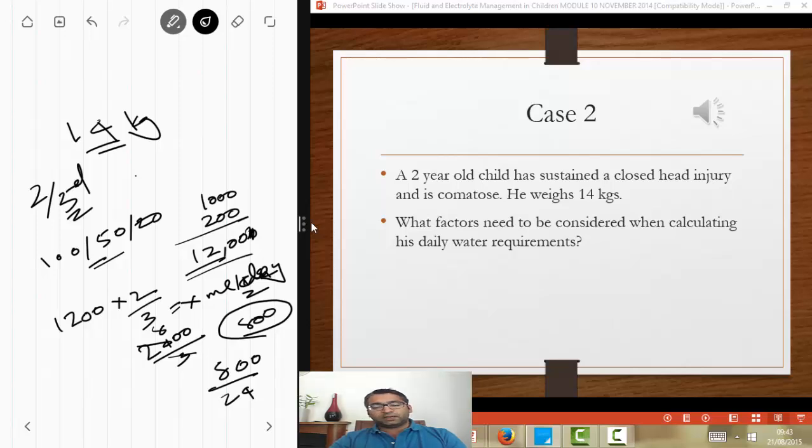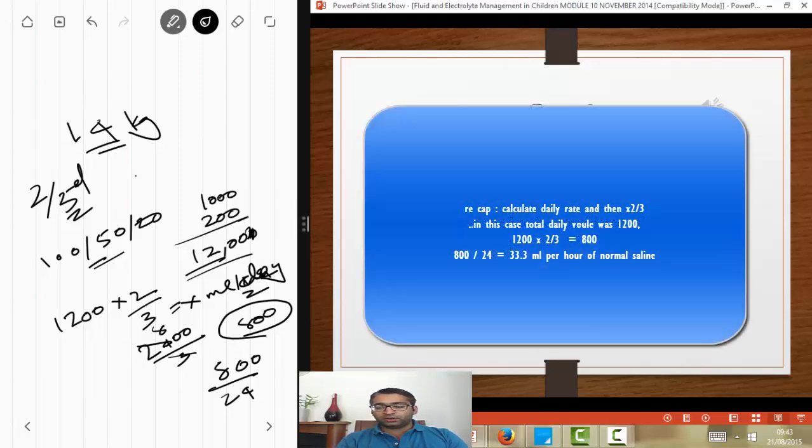Fluid, again, choice of fluid is saline, not half saline or any other hypotonic fluid. That's the thing. These are the two things to consider in this child. Right, let's move on to another example now.